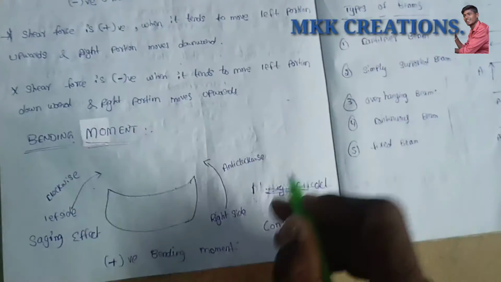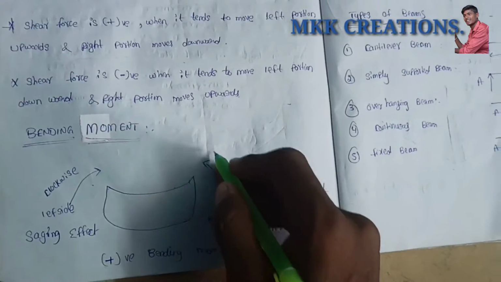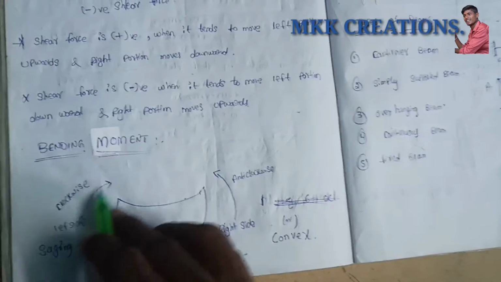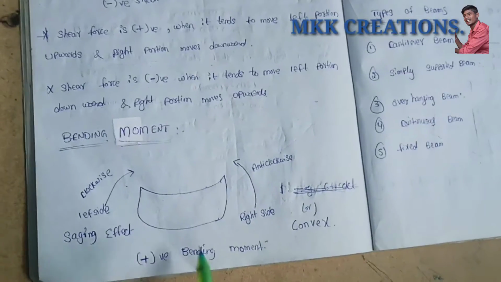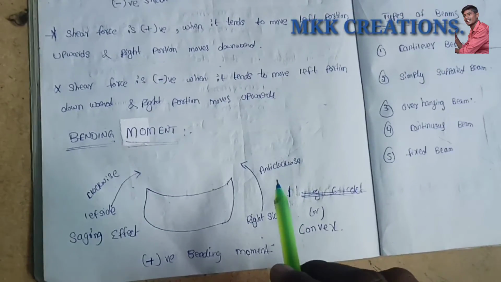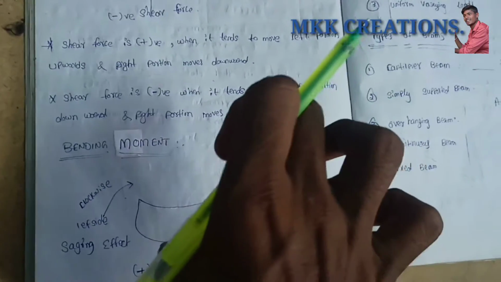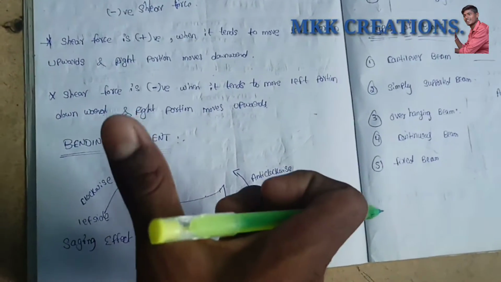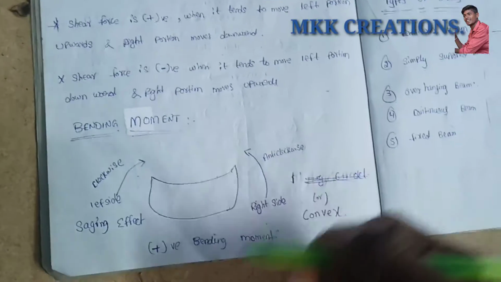Now see, if the right side portion of the body moves anti-clockwise and, at the same time, the left side moves clockwise, then that is a positive bending moment. So when a load acts on this body and the body tends to move anti-clockwise at the right side and clockwise at the left side, then it is positive. We can also say it is the sagging effect.